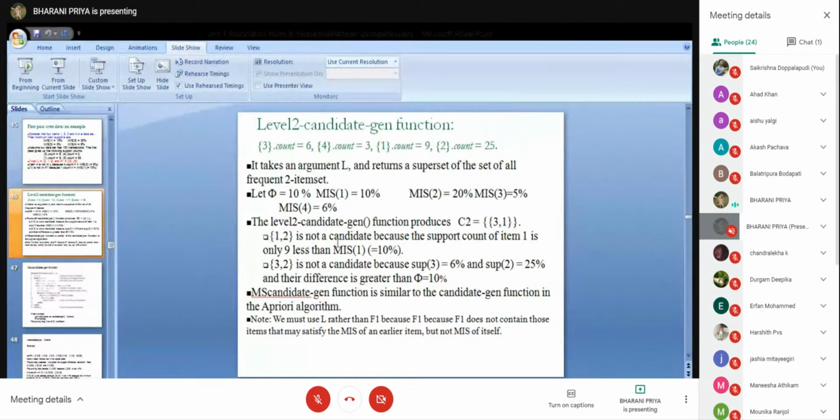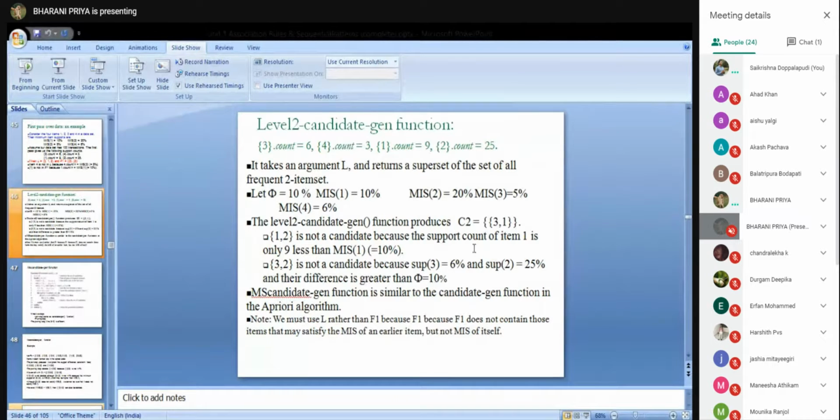See, 1 and 2 is not a candidate because of the support count of 1. What is the support count of 1? It is 9. When you are generating the rules, even then you need to consider the minimum values, right? The support count should be greater than the MS value, right? But here it is less, so we are not including 1 and 2.